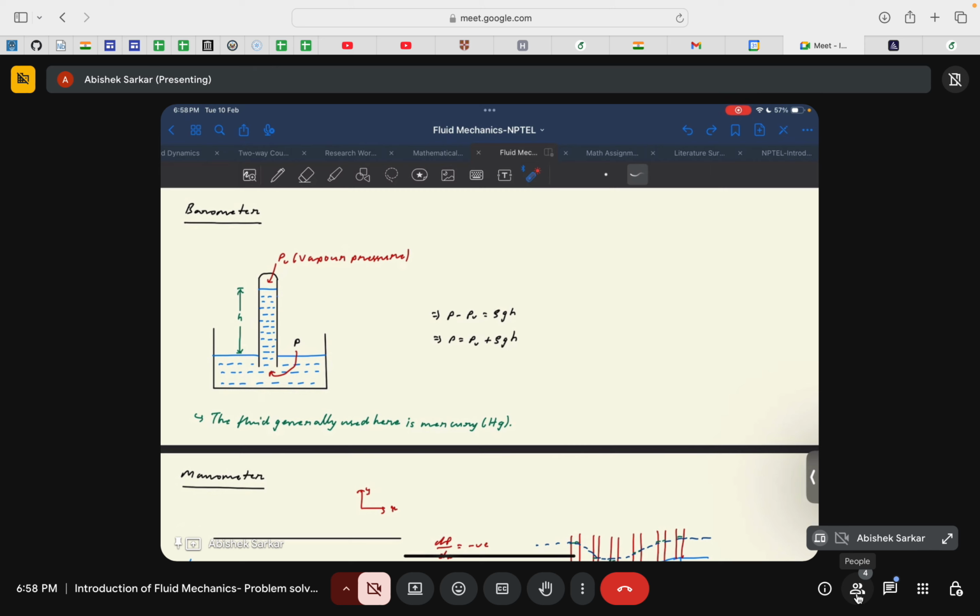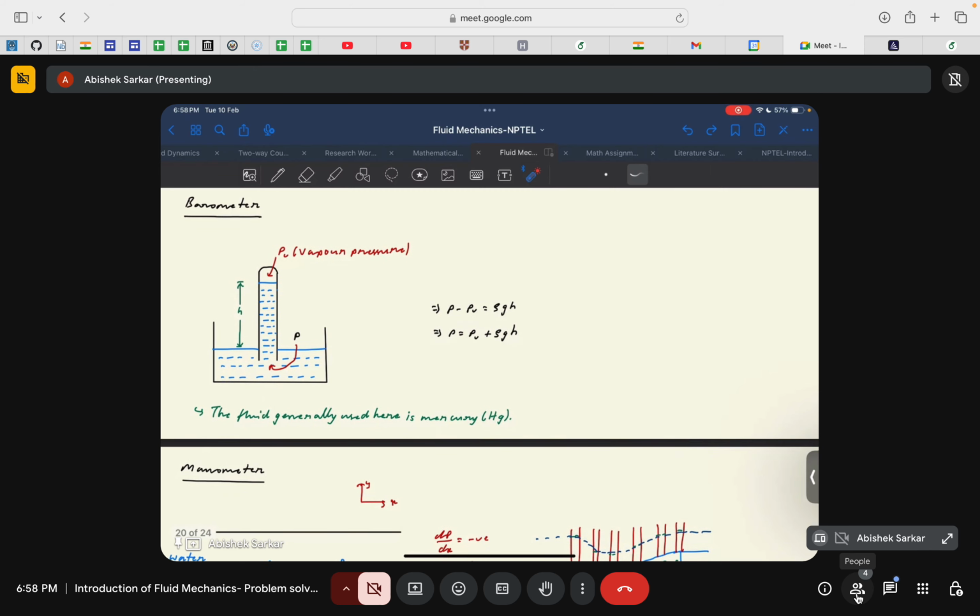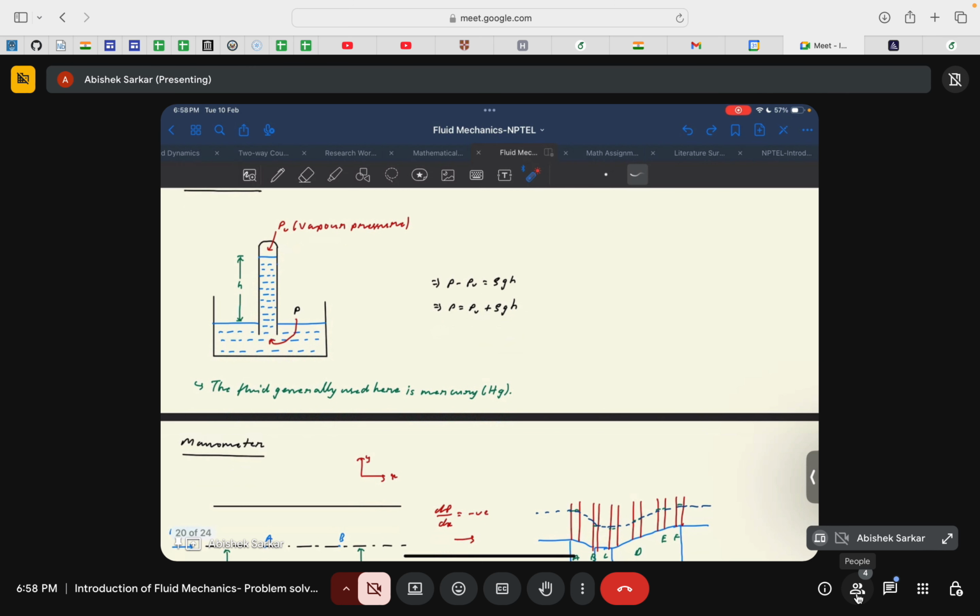The higher the pressure, the higher will be the rise of the liquid in this tube. If you just apply the principle of the hydrostatic law, you can know that the pressure contained in that particular liquid column is given by rho gh. So P would be equal to rho gh plus the vapor pressure. Basically you can write it like that. And generally the fluid used in a barometer is mercury.